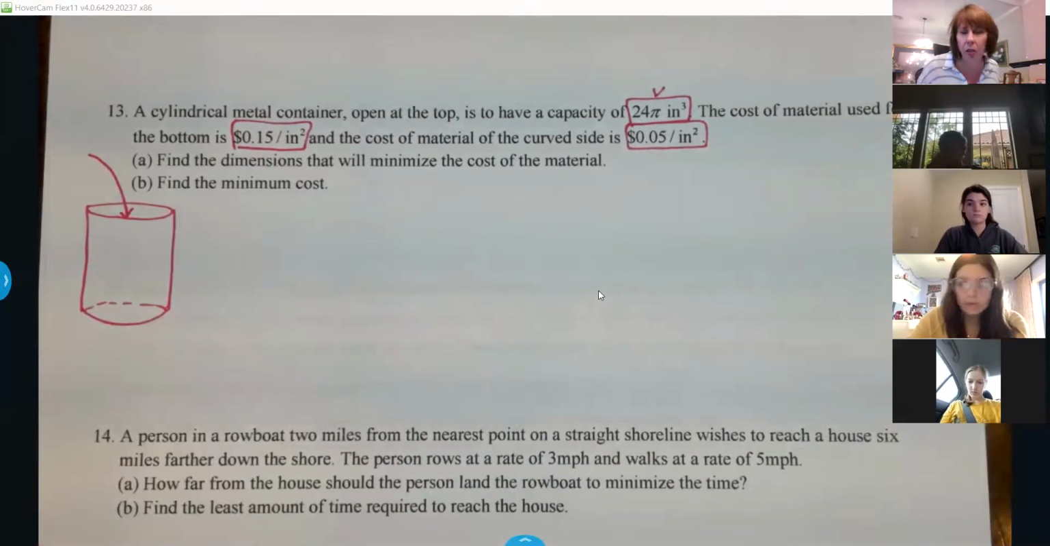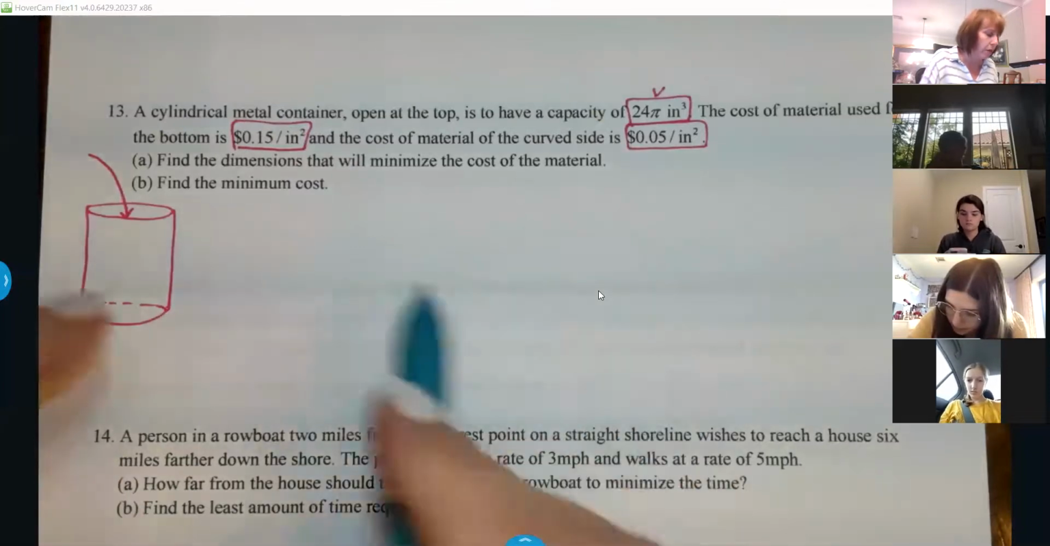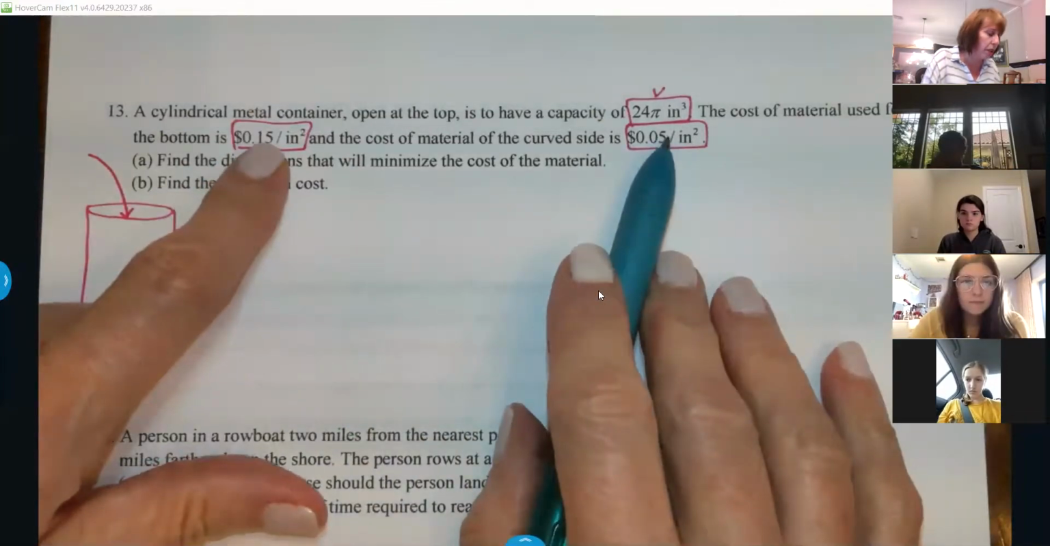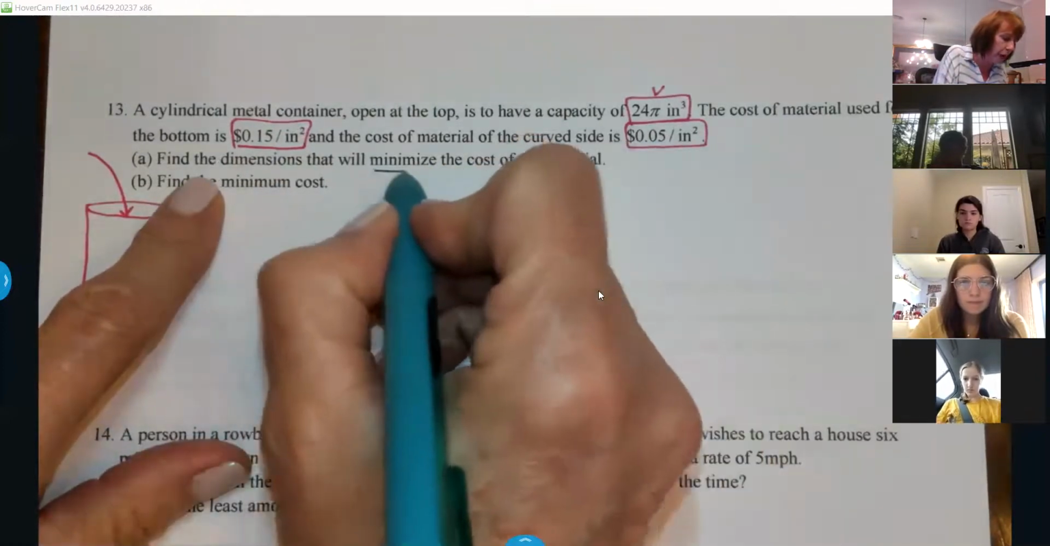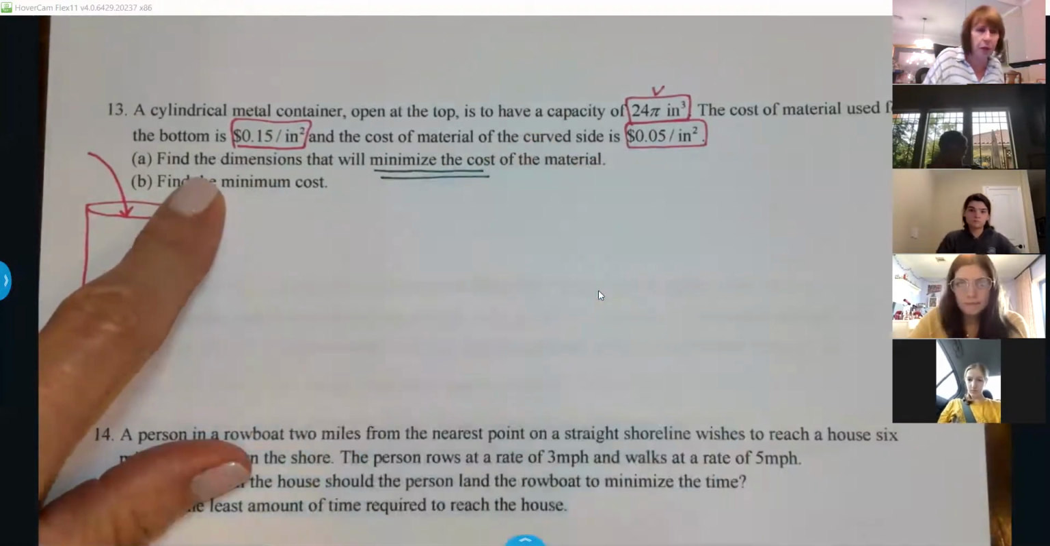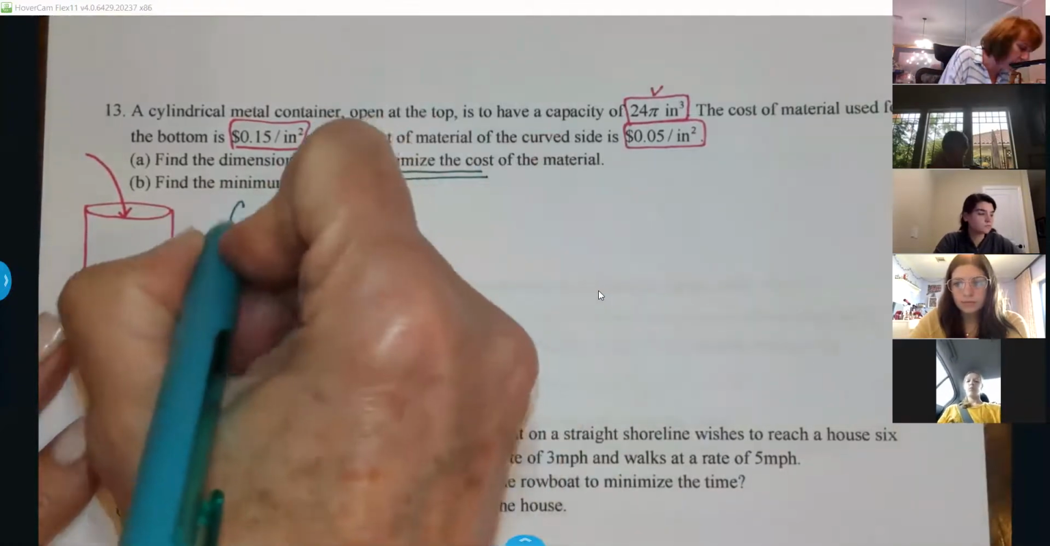We're only paying for the bottom and the sides. All right, so let's see. We've got some costs, and in part A, we want to minimize the cost of the material, which makes sense. If you were a manufacturer, you would want to minimize your cost. So what would be the dimensions so that I can minimize my cost? Anyway, okay, so I'm going to write an equation for cost.